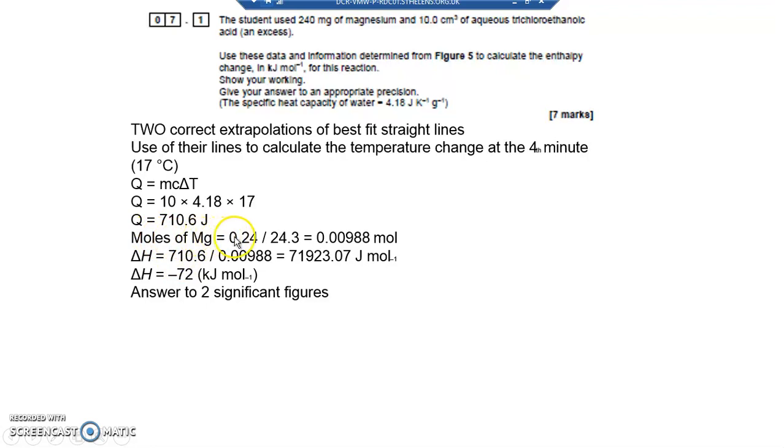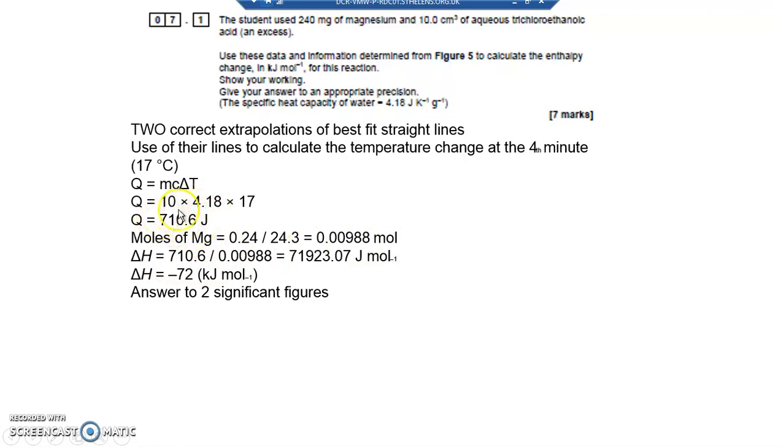Moles of magnesium. To do moles of magnesium, you take the moles as mass divided by the Mr. So milligrams needs to be in grams. So moles is mass in grams divided by the Mr. Turn milligrams into grams. Milligrams is smaller than grams, so to turn a small number of units into a larger number of units, you divide by 1,000. So 240 divided by 1,000 is 0.24. That's the number of grams of magnesium. And I've got its Mr as 24.3, so my moles of magnesium is 0.00988 moles.